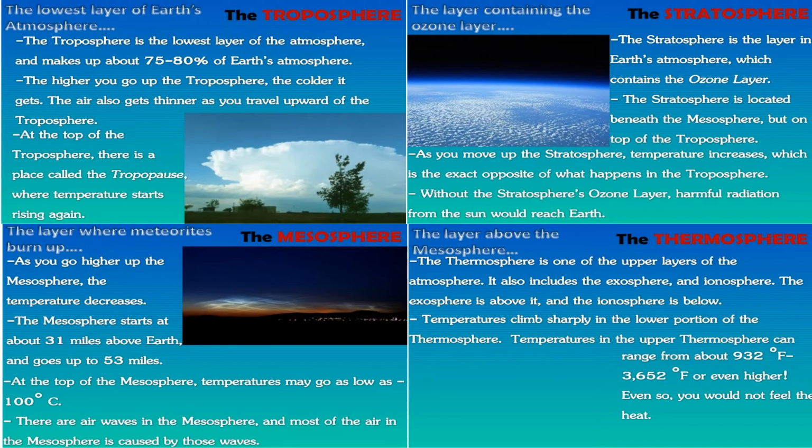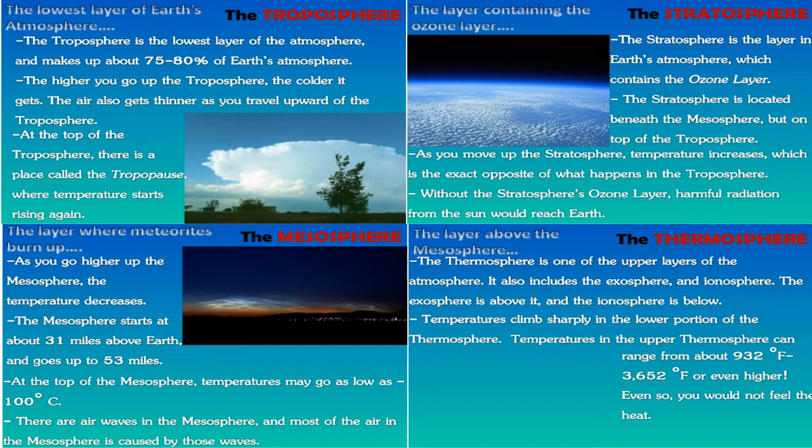The lowest layer of the Earth's atmosphere is the troposphere, having 70 to 80% of the Earth's atmosphere. The higher you go up the troposphere, the colder it gets. The air also gets thinner as you travel upward in the troposphere. At the top of the troposphere, there is a place called the tropopause where the temperature starts rising again.